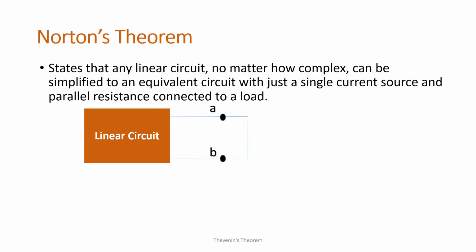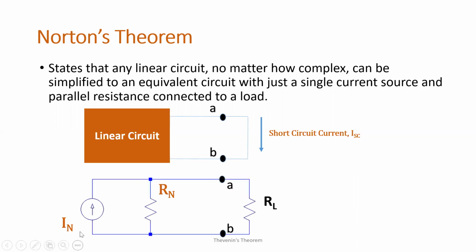So if you have this linear circuit, you have your points A and B. The short circuit current we measure by shorting points A and B is called the Norton current, I sub N. The equivalent resistance of the linear circuit is called the Norton resistance. So this linear circuit can also be represented by a current source in parallel with the equivalent resistance R sub N.